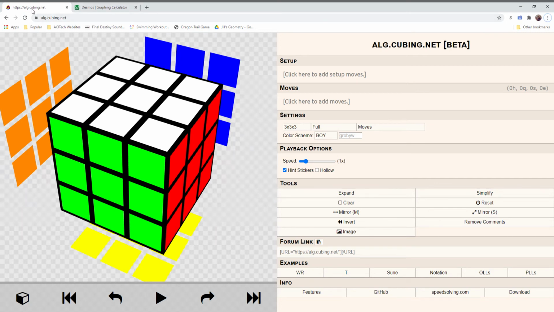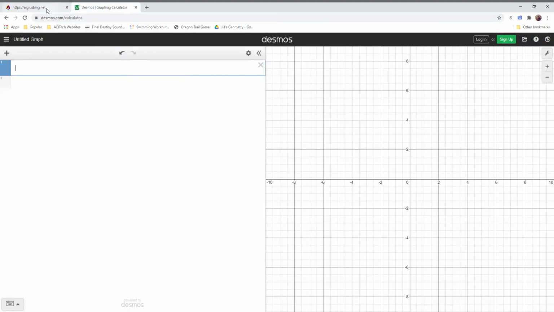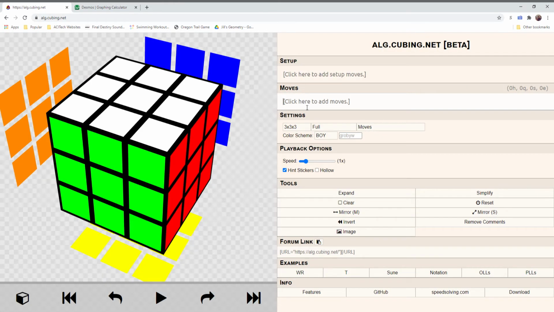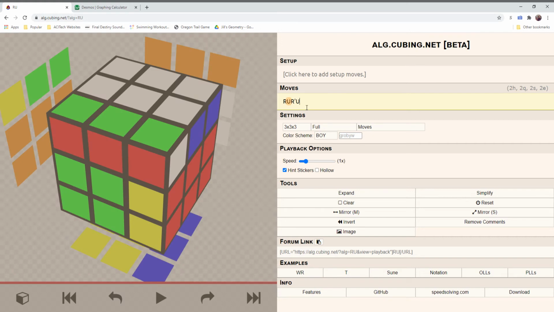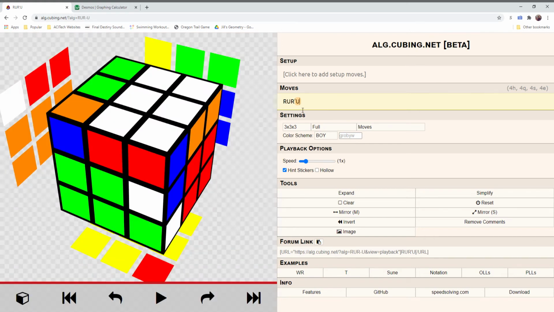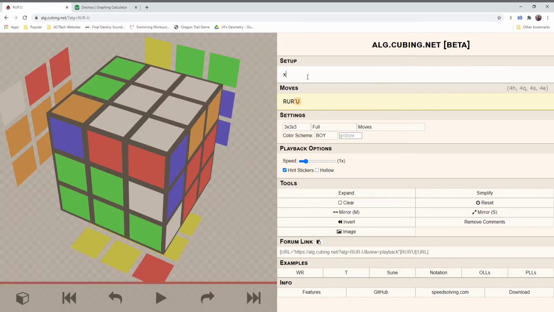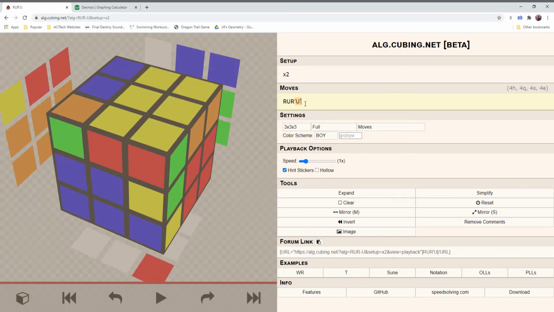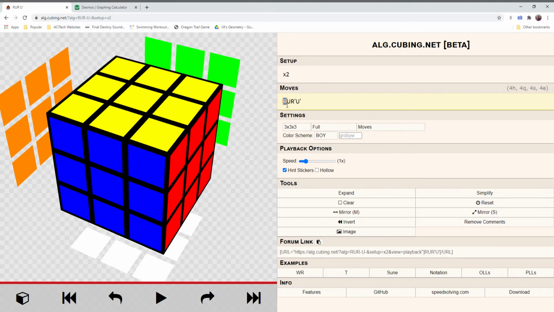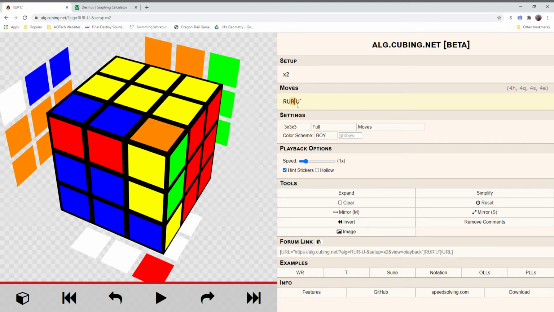We're going to be using alg.cubing.net and Desmos just to show a couple quick ideas. And I'm going to start off with this idea that most people know, called the sexy move: R, U, R prime, U prime. You'll notice when we do a move like this on the cube, we are doing an R move and then we are inverting the R move later on.